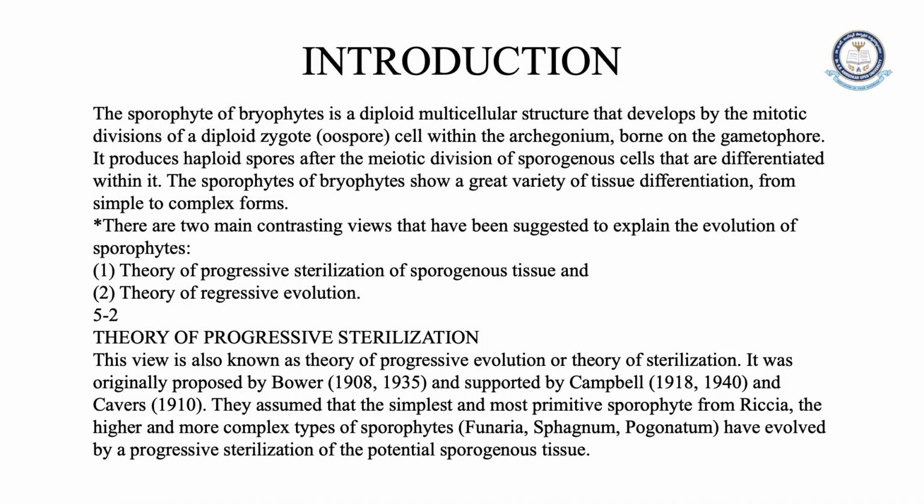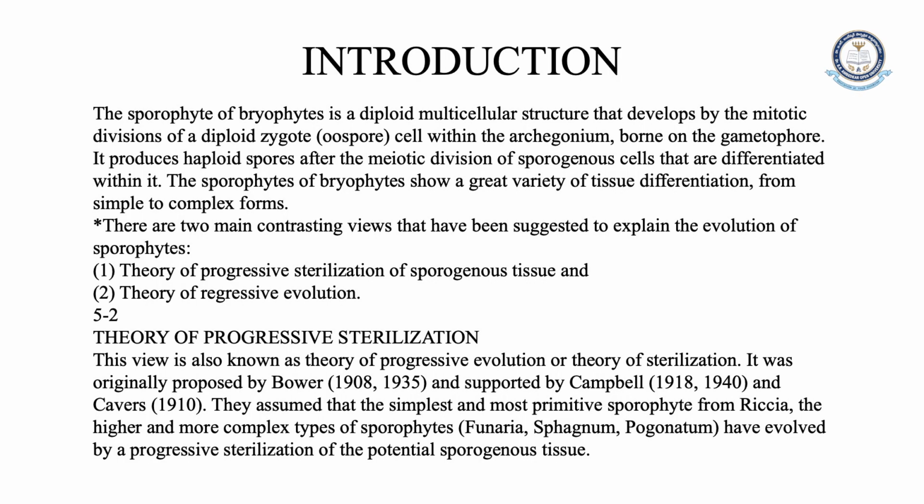Coming to the introduction of the sporophyte: the sporophyte of bryophytes is a diploid multicellular structure developed by the mitotic division of a diploid zygote. Here zygote means the oosphere cell within the archegonium, borne on the gametophyte. It produces haploid spores after the meiotic division of sporogenous cells differentiated within it. The sporophytes of bryophytes show a great variety of tissue differentiation, from simple to complex forms.